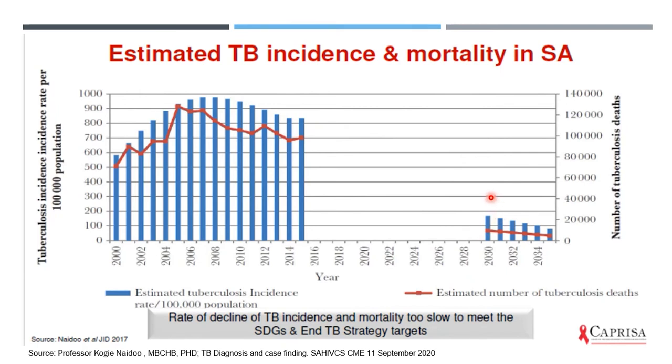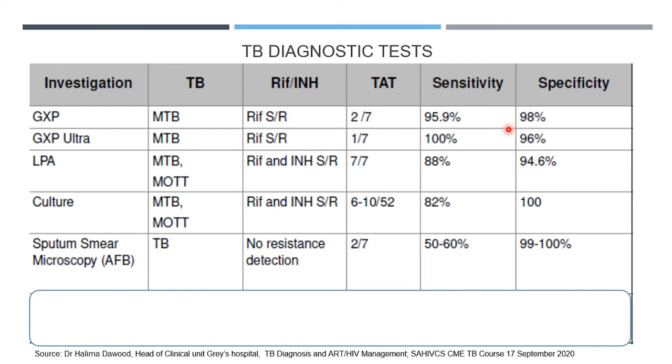So in the backdrop of this really high TB burden, we've made some progress with regards to diagnosis. We've got the Gene Expert, which was introduced in South Africa, I think it was 2012, 2013, and in the last Gene Expert, 96%. I recall when we were using smears in the old days to diagnose TB. We know that culture is the gold standard when it comes to the diagnosis of TB.